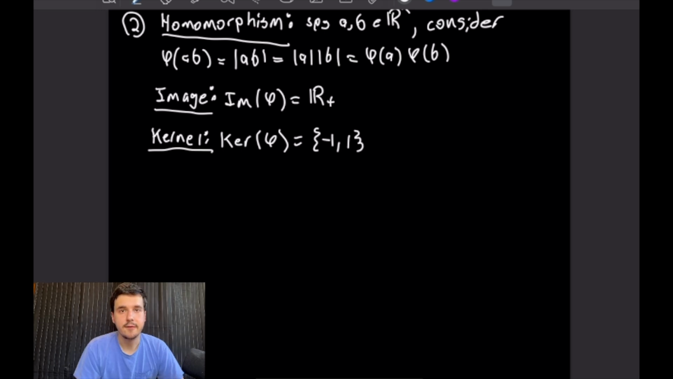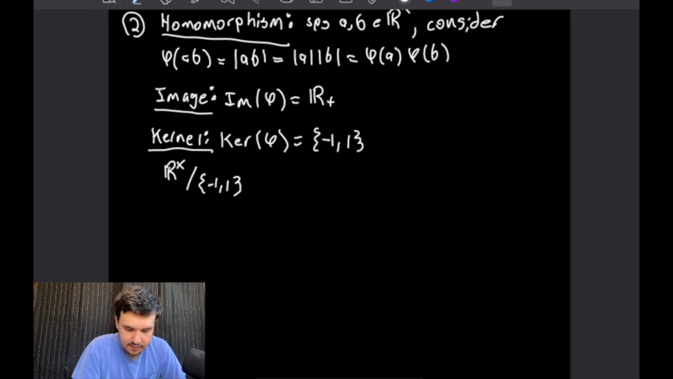And so you can see here from these two results, we can now apply the first isomorphism theorem for groups. And we will find that the group R-star mod out our kernel, which is {-1, 1}, is simply equal to our multiplicative group of positive real numbers here. Great. Or I should say isomorphic.